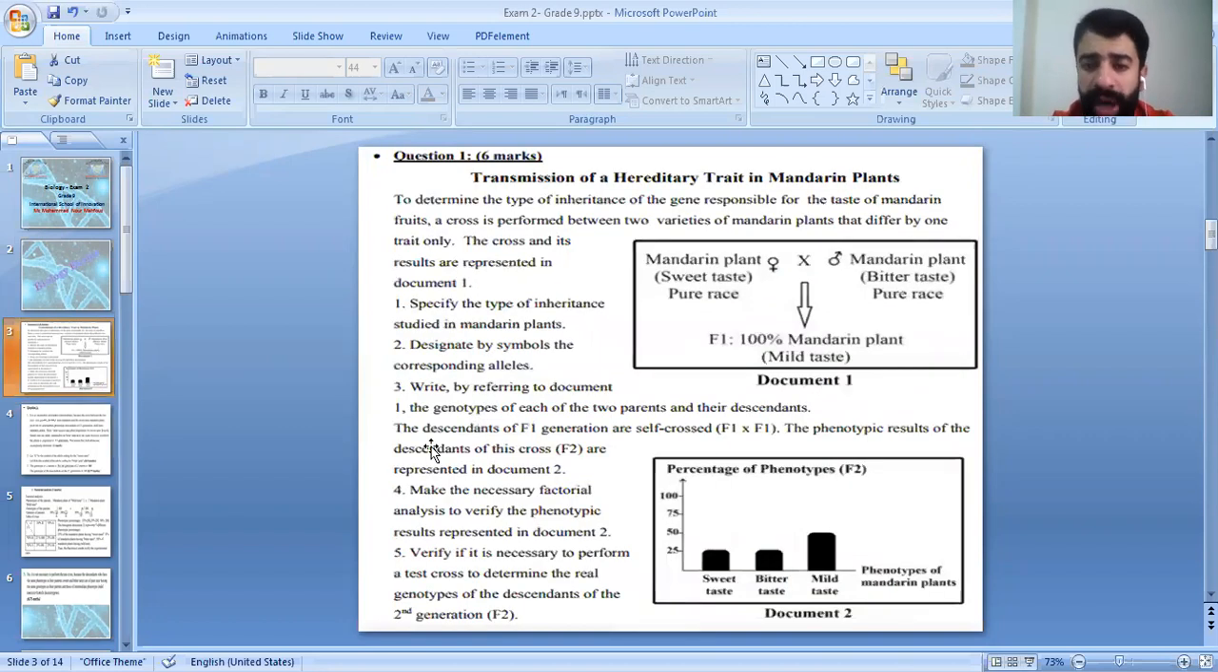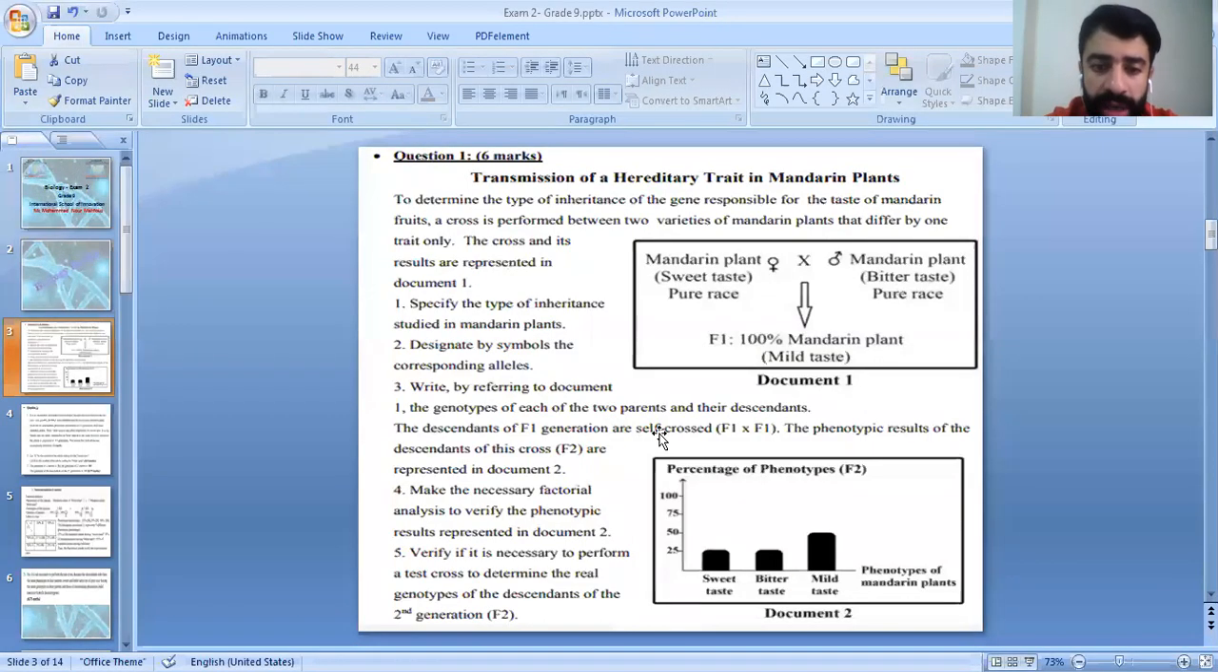Question 3. Write, by referring to the document, the genotypes of each of the two parents and their descendants. The parents are pure, and the symbol for the sweet is S, and for the bitter is B. So S capital for the female, B capital for the male. The F1 receive one allele from the maternal origin and one allele from the paternal origin. So they will be heterozygous, having genotype BS or SB. The F1 generation descendants are self-crossed. So F1 with F1 is called a self-cross.